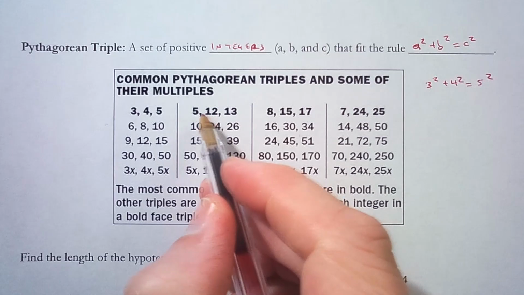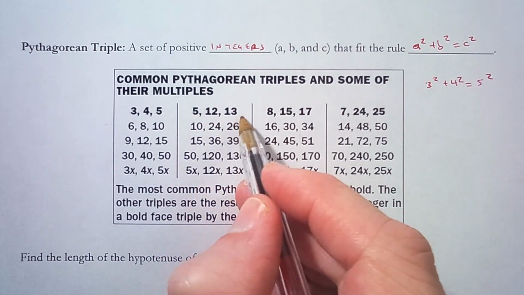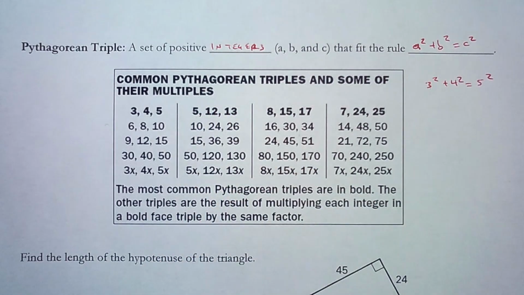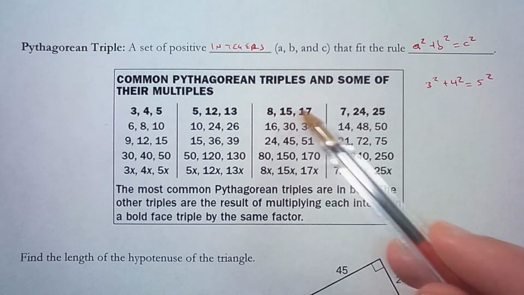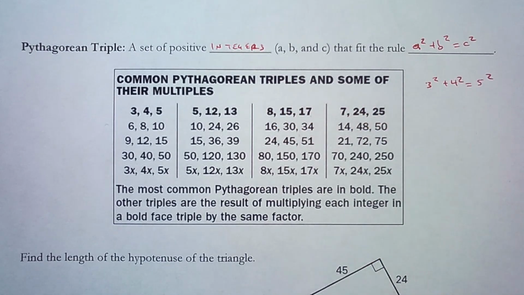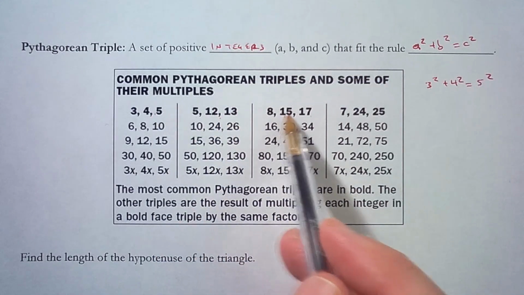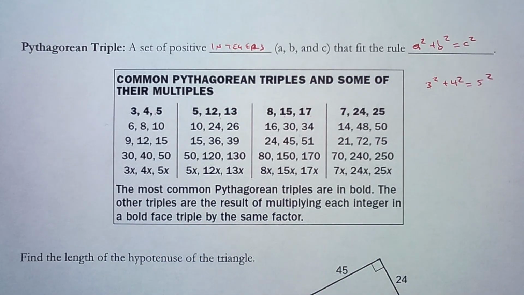Okay, some other common Pythagorean triples are 5, 12, 13. 5 squared plus 12 squared is 13 squared. 8, 15, and 17, and then 7, 24, and 25. And any multiples of these basic triples are Pythagorean triples as well.